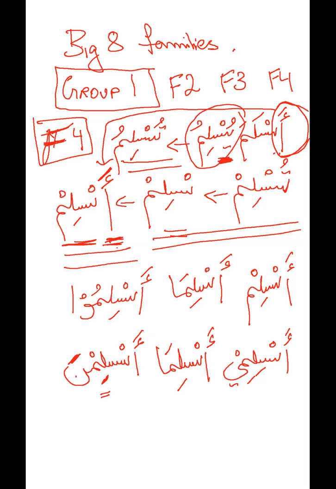Jazakallah khair. Alhamdulillah. So this was just a little hiccup in family 4, and this is only unique to family 4. The rest, how you make it and how you conjugate it, is the same. It's just that this helper alif does not come for family 4; the actual hamza comes back. Alhamdulillah. So our group 1 is done.